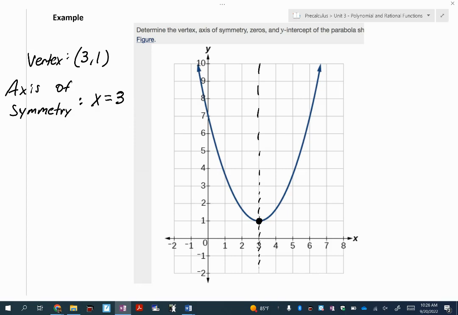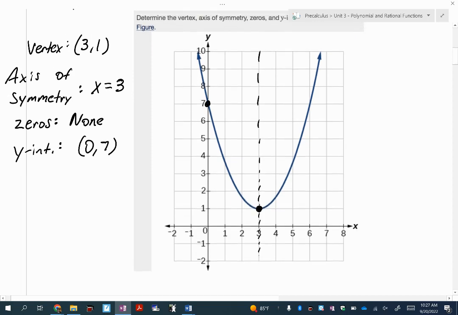Then we have any zeros. Now, when I look for zeros, right, I'm looking for where does the function cross or touch the x-axis. And if you notice, this never touches or crosses the x-axis. So we actually have no zeros. So I'm going to write none for zeros. And the y-intercept in this case is going to be 0, 7. All right, so that's it for finding the characteristics for this parabola.